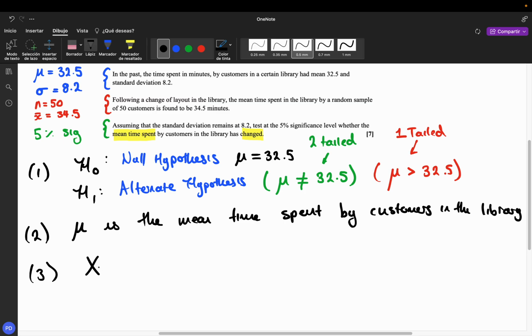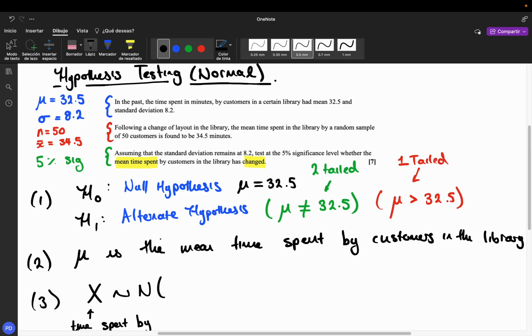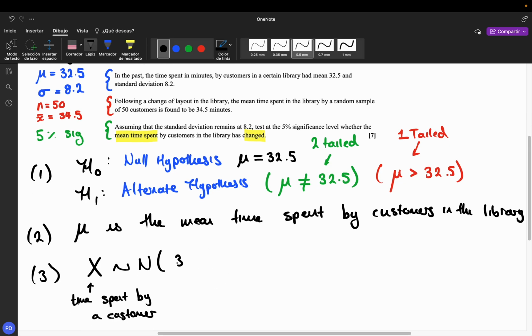So, X is going to be the time spent by a customer. Okay. X is going to be my random variable for the time spent by a customer in the library. And I know it's going to be normally distributed with the mean 32.5, because we were told that, and a standard deviation of 8.2. So that's 8.2 squared there, because remember, that's the variance.